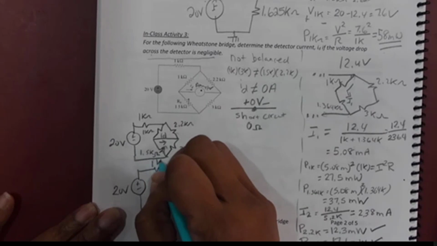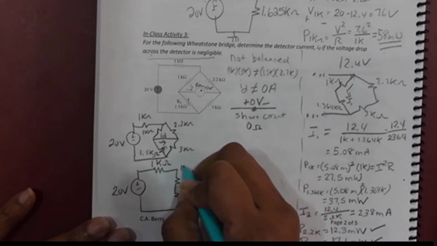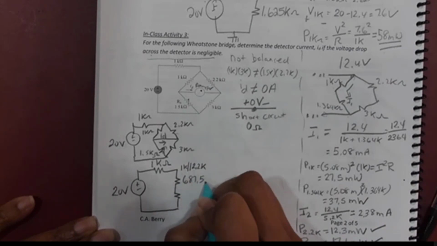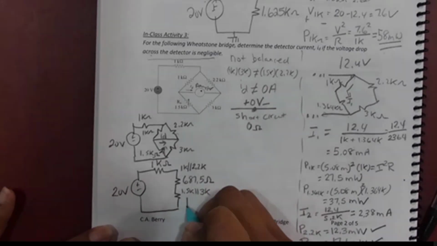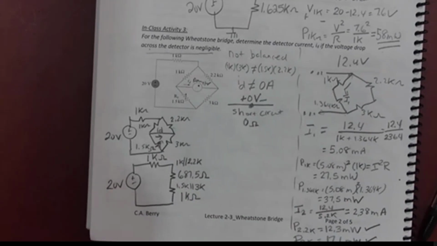I'm down to 3 resistors. The top one is still 1 kilo ohm. This top right one is now 1K in parallel with 2.2K. 1K in parallel with 2.2K is 687.5 ohms. 1.5K in parallel with 3K is 1 kilo ohm. Let's stop here for a minute. Are there any questions?